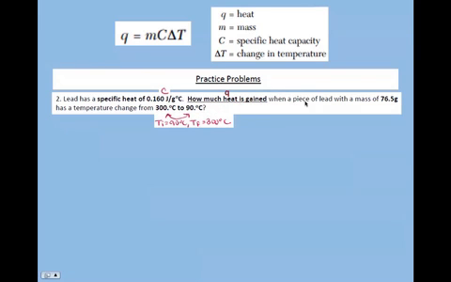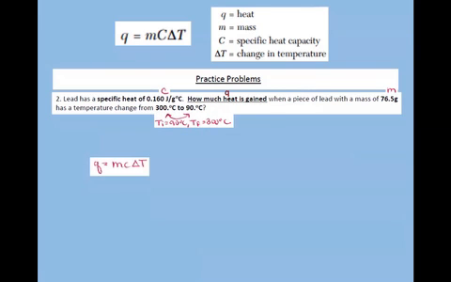When a piece of lead with a mass of 76.5 grams, that's my mass, has a temperature change, and again, we're going to flip these so that it's going to go from 90 degrees Celsius, it's going to gain heat and go up to 300 degrees Celsius. We're going to use those values, so just change that on your packet.